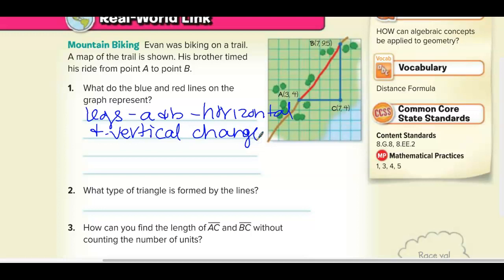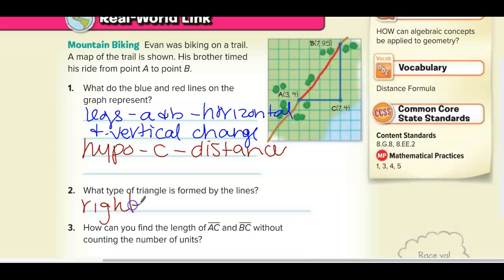Yep. What does the red line represent, though? The hypotenuse, distance traveled, which is also C in our formula, and then the distance that he actually traveled, right? Yep. Okay, so what type of triangle is that? Right. It's a right triangle.